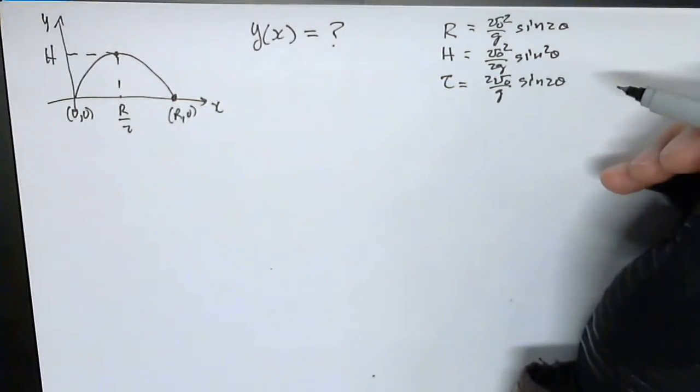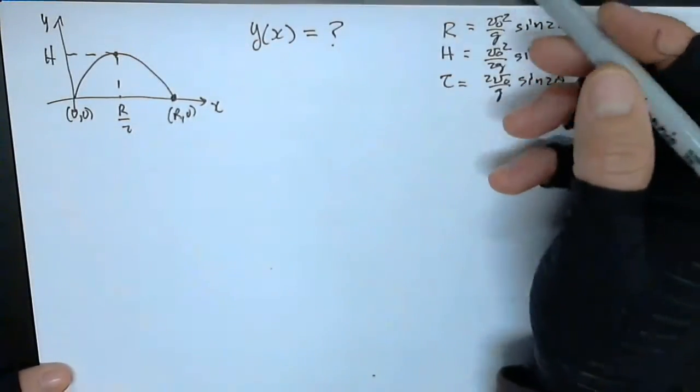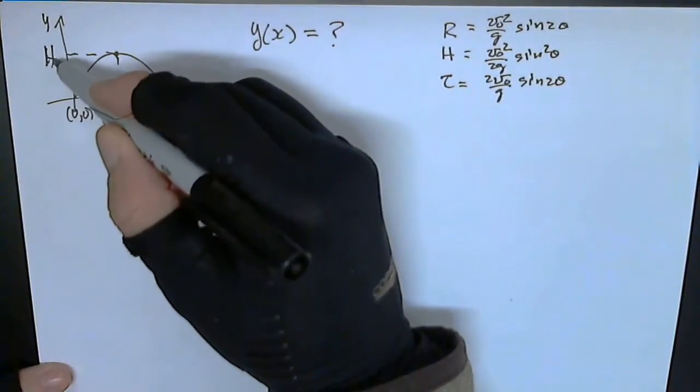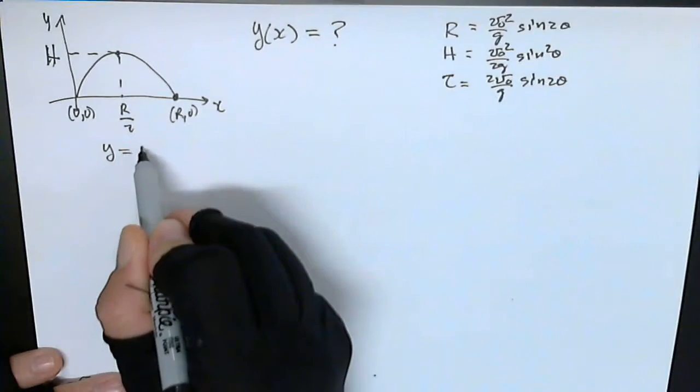And we are going to try to put y of x in terms of r, so as to see that at r over 2, y is equal to h. Alright, we have this equation.